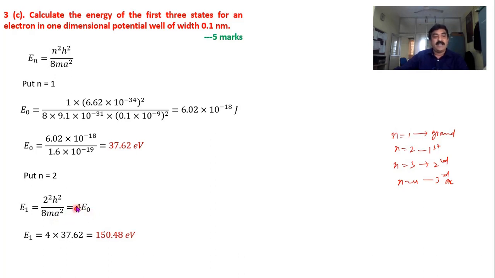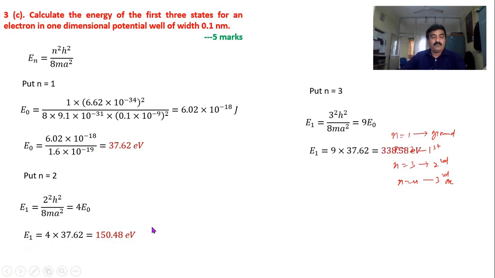Dear students, directly you can write this as 4 times E naught. So you need not substitute for h, m, a once again. Just multiply E naught by 4. E naught already we know it is 37.62. So 4 into 37.62 is equal to 150.48 electron volt. So this is the energy corresponding to first excited level, or n is equal to 2 state. That doesn't mean that this is E2, this is E1. Understood?